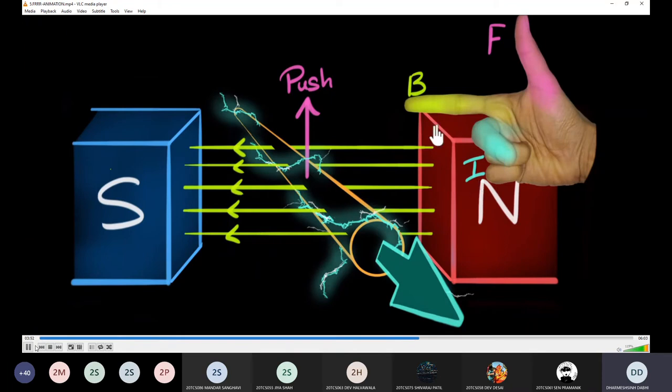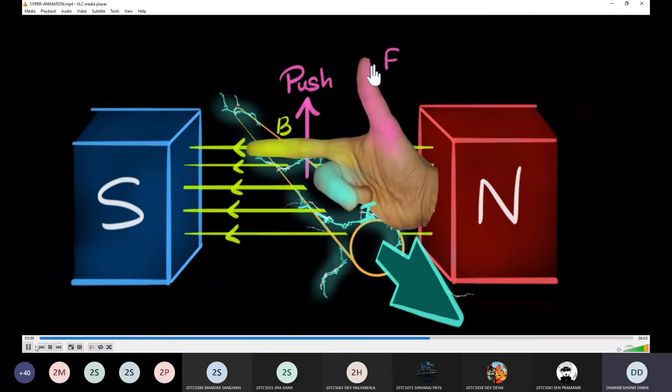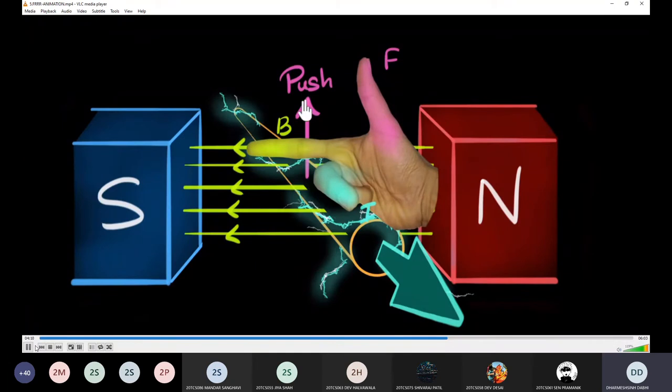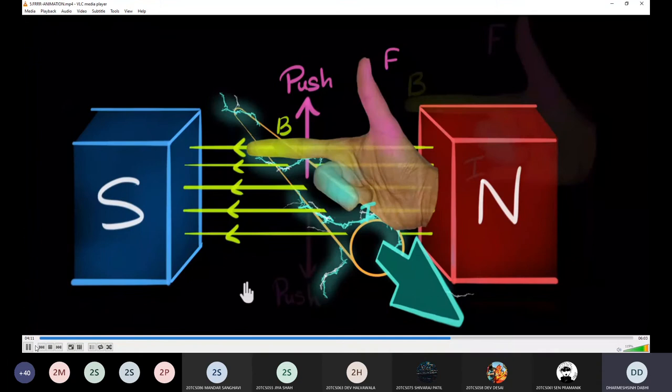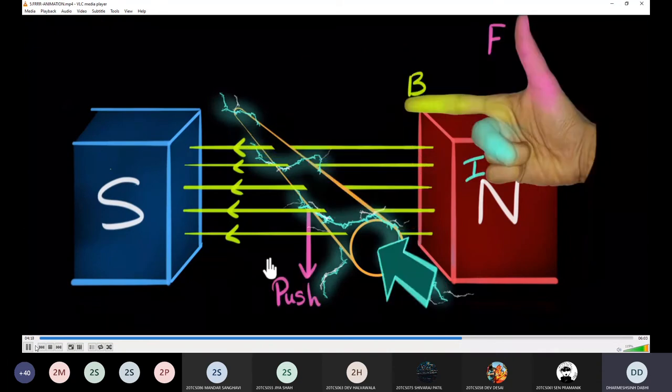And so if we were to use this right-hand rule over here, we can see the force is up, the magnetic field, the forefinger, is this way, and the middle finger is pointing out of the screen, just as our current. And if you were to move this wire down, then this current direction would now reverse.